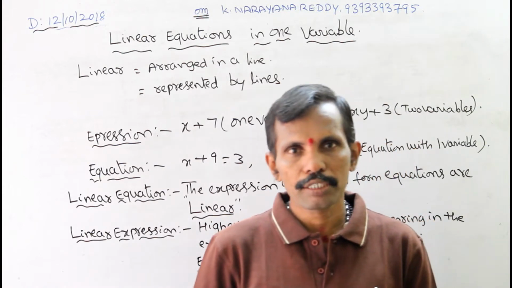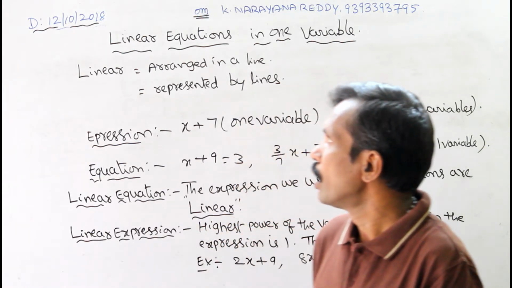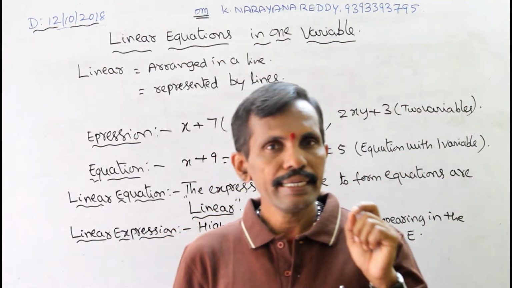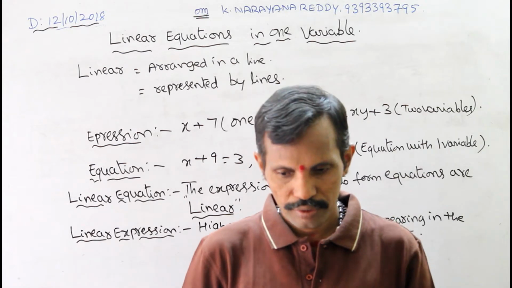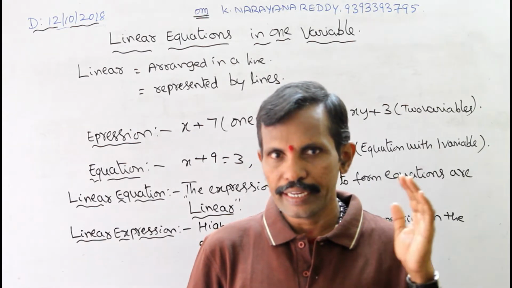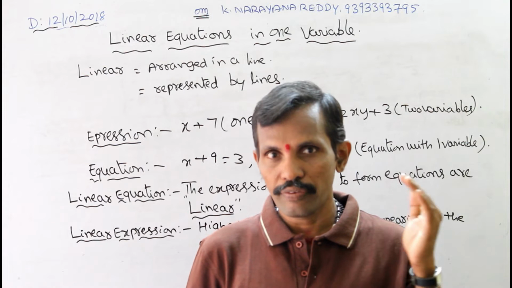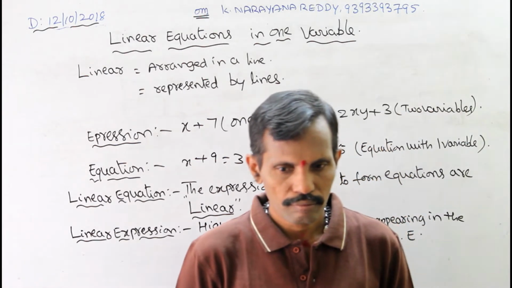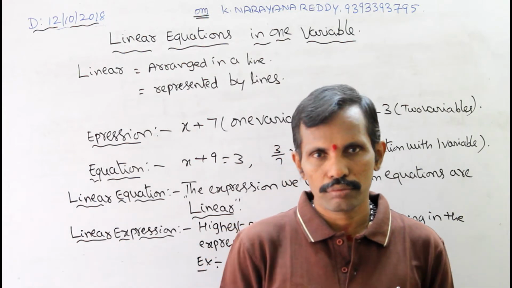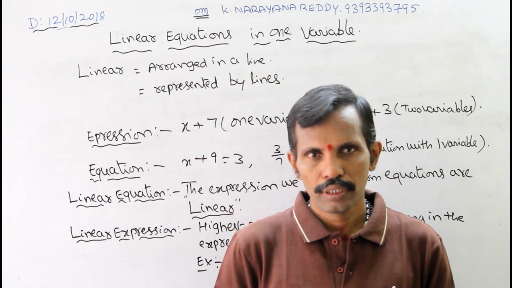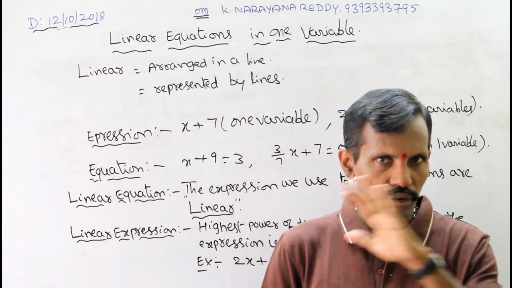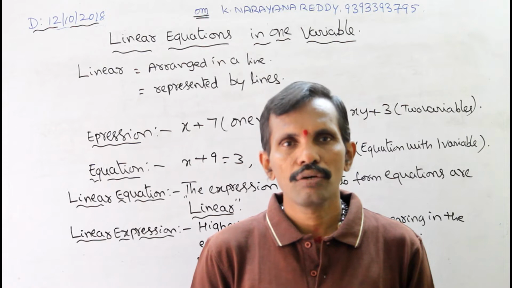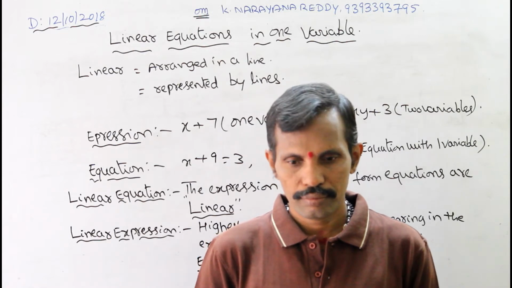Today in this class, I am explaining about linear equations in one variable. What is meant by linear equation? What is meant by variable? Variable is nothing but something that changes its values step by step. That is a variable, not a constant. For example, x, y, z, etc.